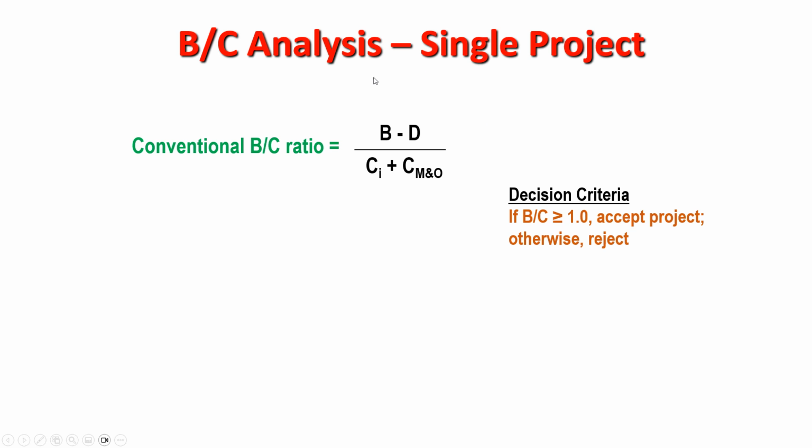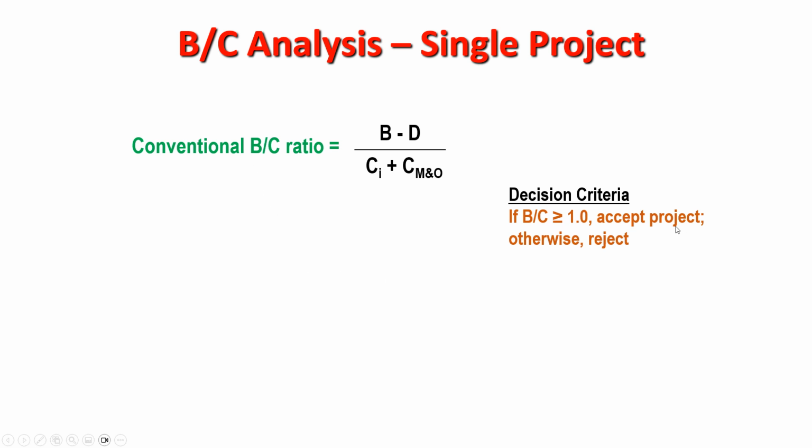All right, so here is the ratio. In the numerator, you have the benefits minus the disbenefits. And in the denominator, you have the initial costs and the maintenance and operation costs. And remember that the maintenance and operation costs are typically annual, and so you'd need to put them in terms of a present worth to combine it with the initial costs. Same thing with the benefits and disbenefits. The most common thing is just to move everything into present terms and then calculate the ratio that way.